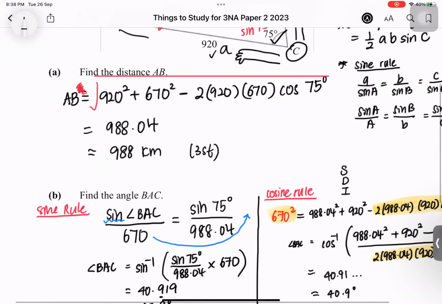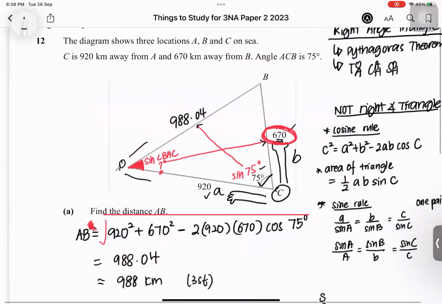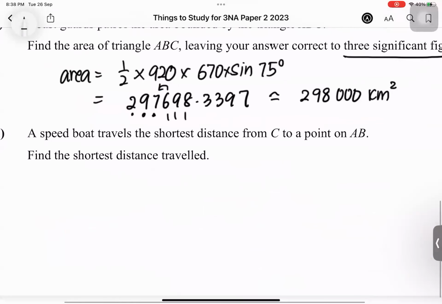Maybe I cannot remember it. Okay, so this is 298000 square kilometers. But Fatiha just joined. I'm going to go off for a quick break already.